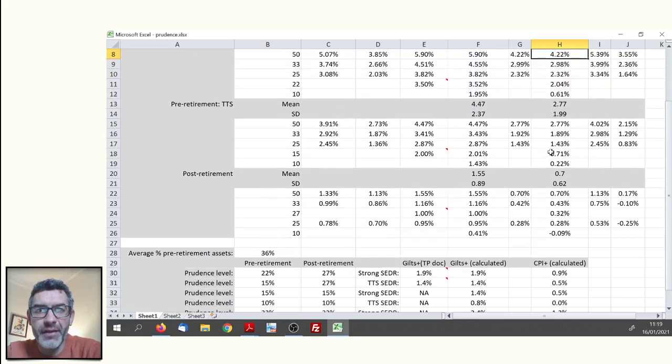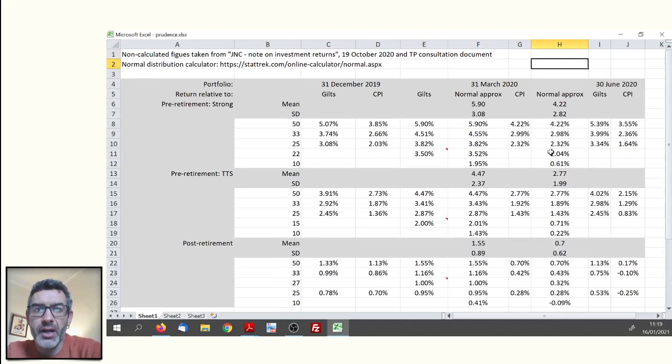I said I don't think there are any errors in the figures. I may try and record another video with some thoughts on why this is happening. Roughly speaking, you can see that the standard deviation for the CPI plus figures is lower than the standard deviation for the gilts plus figures in all cases. In other words, the spread of numbers that come out of the modelling for the expected returns compared to inflation is a tighter spread. It's not as wide as on the gilts plus basis. In other words, there's more certainty over the returns that you would achieve relative to inflation than relative to gilts.